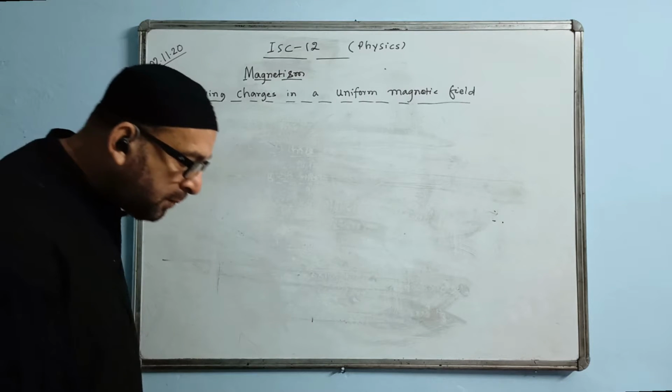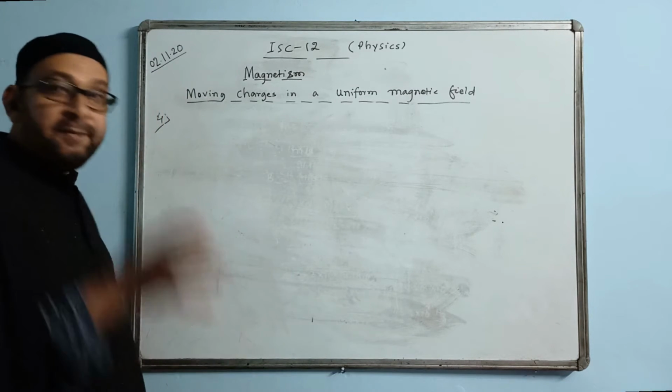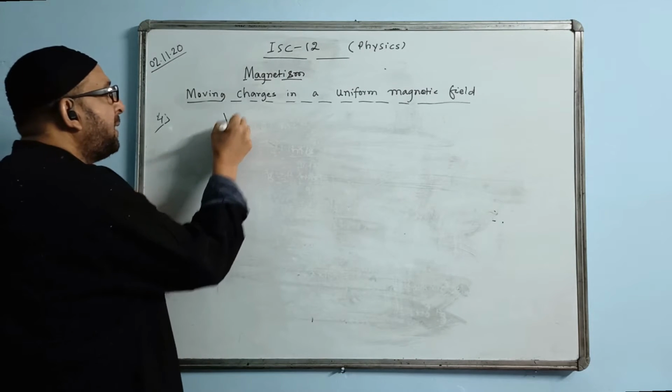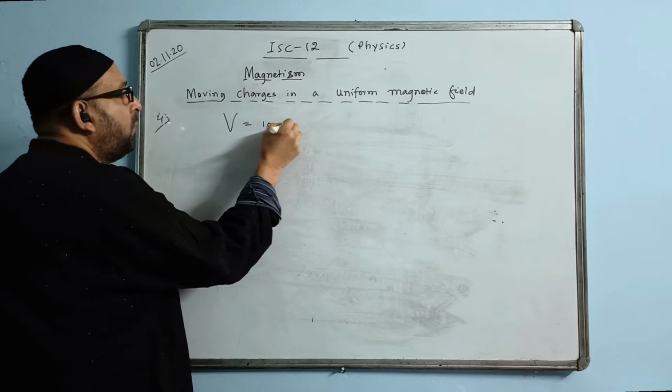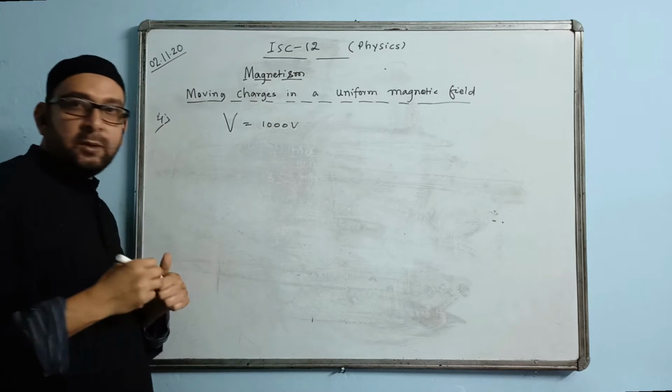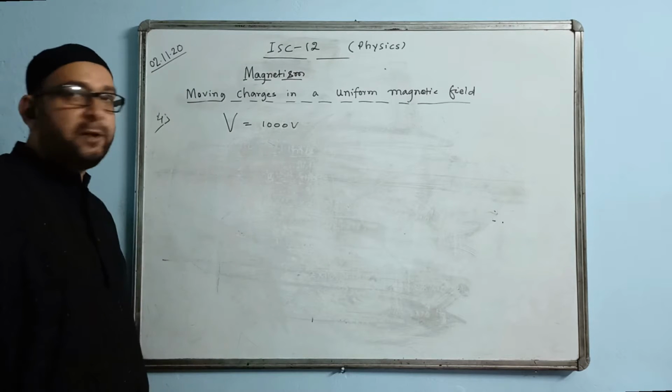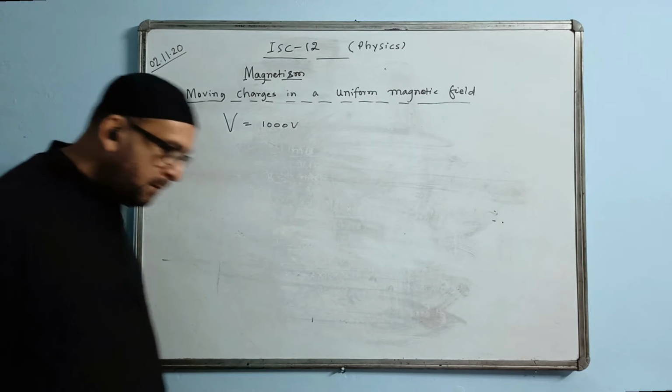So let us pick the information. This time they have given the value of voltage, capital V, not small v, right? Capital voltage is given, 1000 volts. We are accelerating the electron by this voltage. Potential difference is 1000 volt.